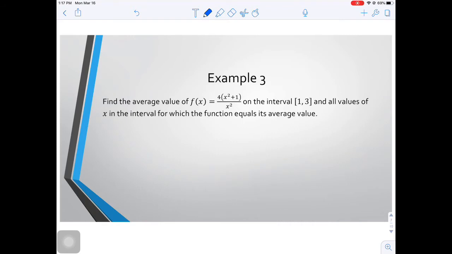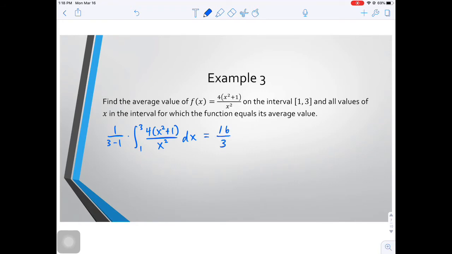So first we want to find the average value. So we're going to take 1 over b minus a, that would be 3 minus 1, times the integral from 1 to 3 of 4 x squared plus 1 over x squared dx. Once again, I'm going to turn to my calculator here, and you can as well, and we will get an answer. And it looks like we get about 5 1/3, which would be, what, 16 thirds?